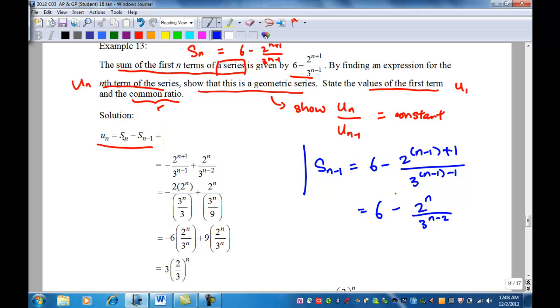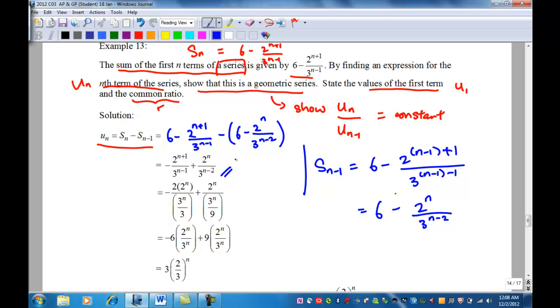So when we have the sum to n terms minus the sum to n minus 1 terms, we will have 6 minus 2 power n plus 1 over 3 power n minus 1, subtract 6 minus 2 power n over 3 power n minus 2. Removing the brackets and simplifying, we will find that we have this expression.